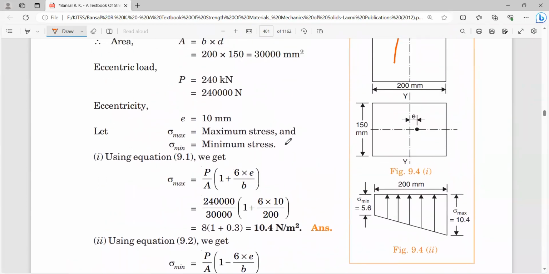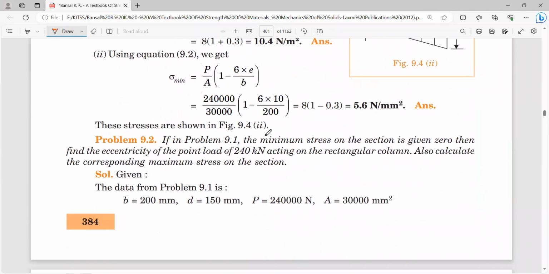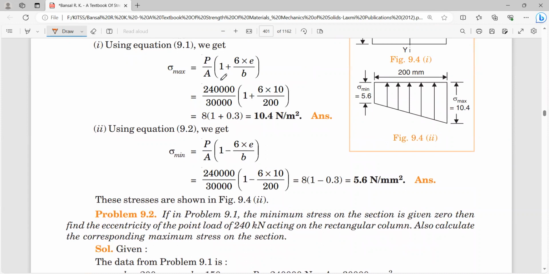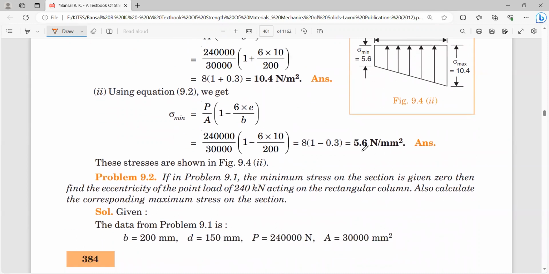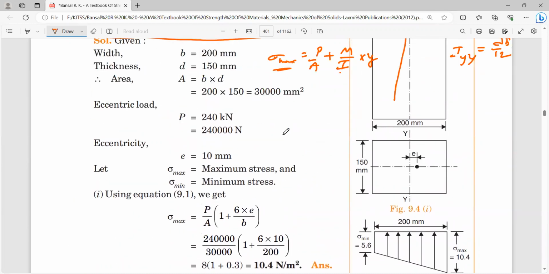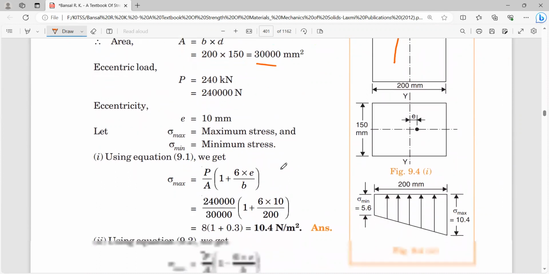Otherwise you can use the formula from the derivation. Sigma max is equal to P by A of 1 plus 6e by b. Sigma minimum is P by A of 1 minus 6e by b. So from this you can calculate the maximum stress and the minimum stress. After calculation of maximum stress and minimum stress, you have to draw the stress distribution diagram. This will be the stress distribution diagram.